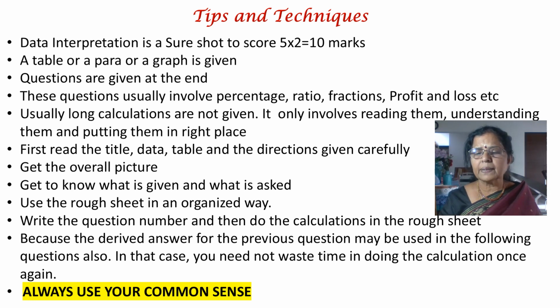In the table, the year-wise production of some grains or production of some items may be given, and they will be comparing one period to another period, one year to another year. So the data may vary. It could be anything. It could be the growth of the population, or it could be the decline in population, or whatever the case may be. Read the title carefully and get the overall picture, what is given and what is asked.